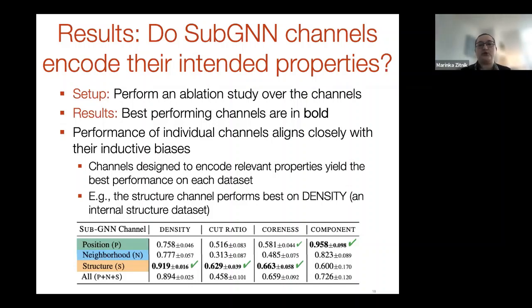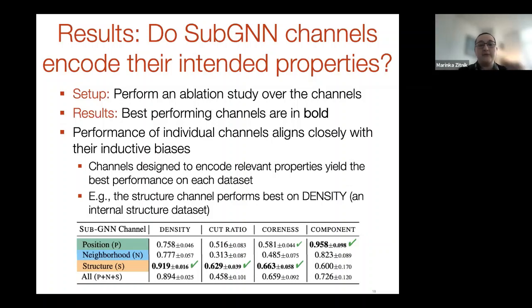What that means is that we took the SubGNN method and we turned off one particular channel, say the position channel, meaning that we were left only with two channels, neighborhood and structure, and then we asked how the performance of the model changes as a result. What we found is that performance of individual channels very closely aligns with their inductive biases. For example, on the density data set, that was primarily where subgraph labels were driven by the structure of subgraphs, were determined by the structure of subgraphs.